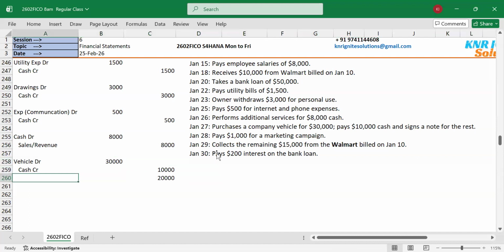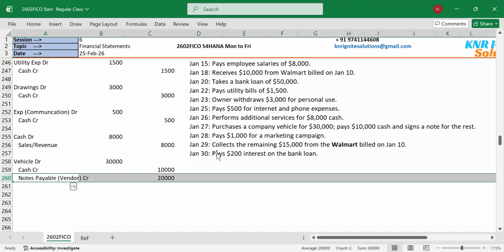This is the first thing that I need to see. I need to credit this 20,000 as a liability, because you are going to pay this later. Maybe we'll say notes payable. If there is a vendor name, you will add the vendor account as a credit here, but there is no vendor name here, so that's the reason I'm not putting it. This is how you'll record it.